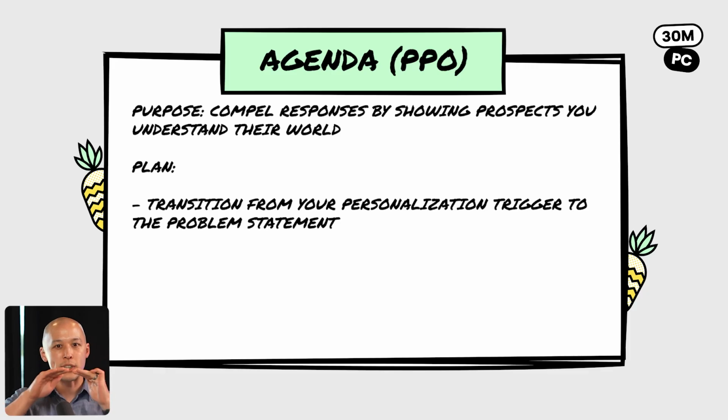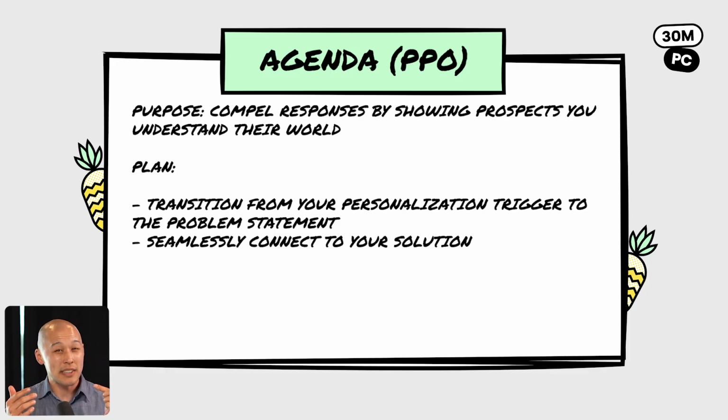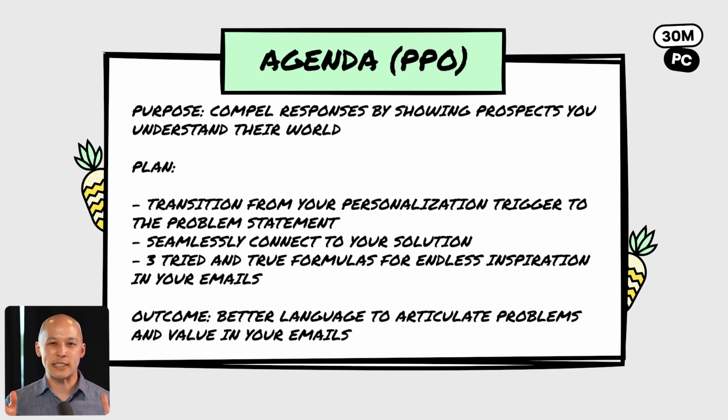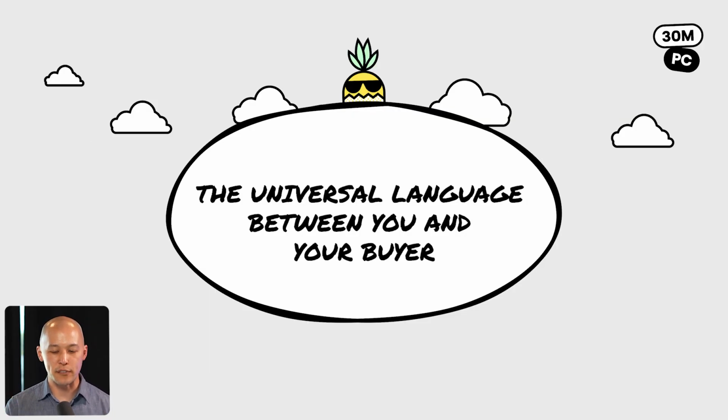So what we're going to talk about in this module is, one, how do you transition from that reason statement, the personalization trigger, to the problem? How do we then seamlessly connect it to our solution? And then of course, we're going to give you really easy tried and true formulas that you can use right away to upgrade your emails. So what you're going to walk away with is better language that you can use to instantly upgrade your emails and get more responses.